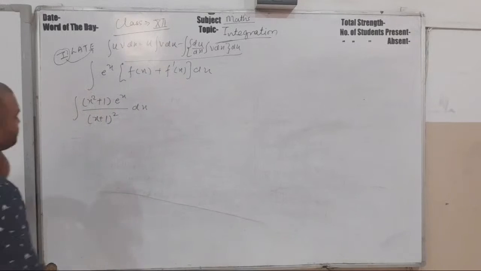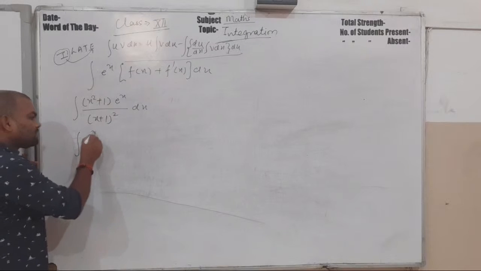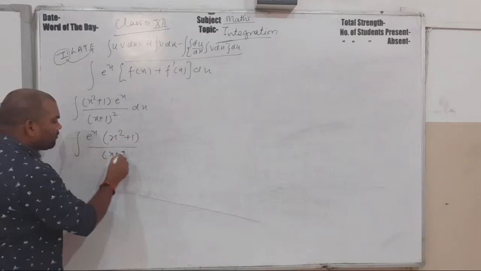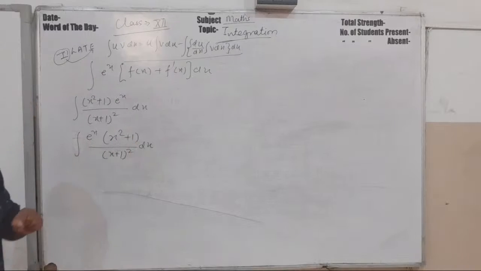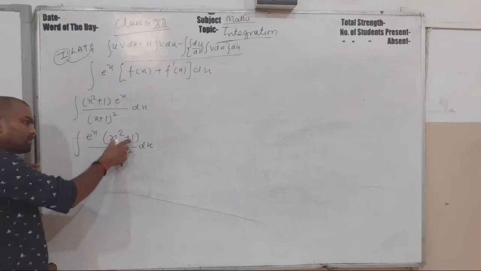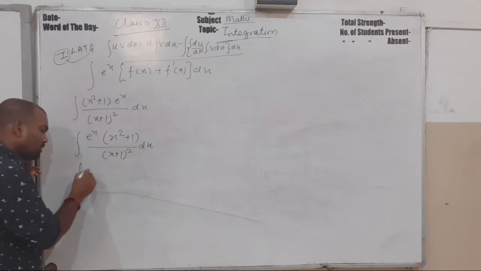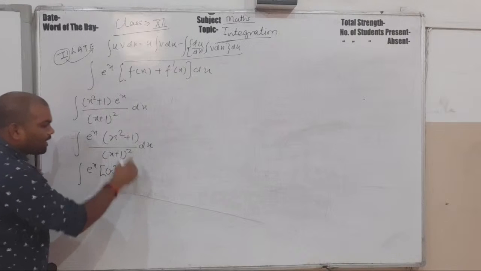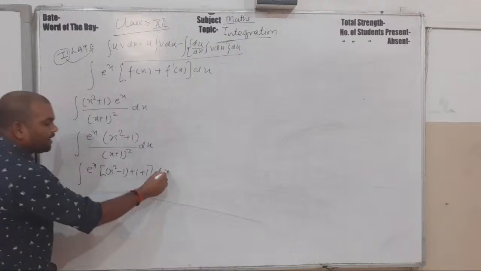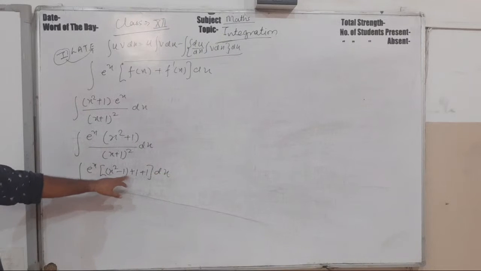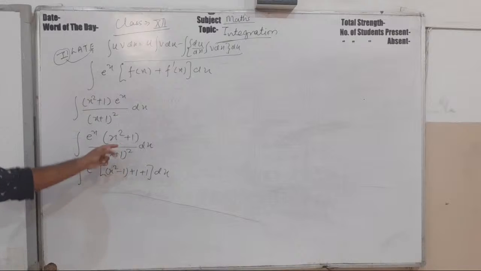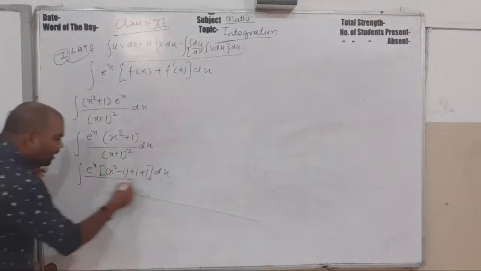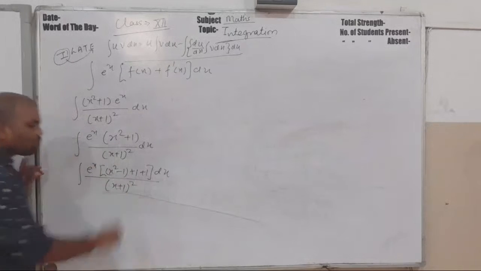So what we will do, this can be arranged as the integral of e to the power x, (x square plus 1) upon square of (x plus 1) dx. Now we need to break this. So this can be written as x square minus 1 plus 1 and plus 1. I have added 1 and subtracted 1 from x square to make it in the form of a plus b and a minus b, upon square of x plus 1.